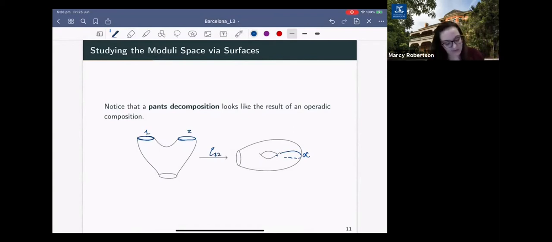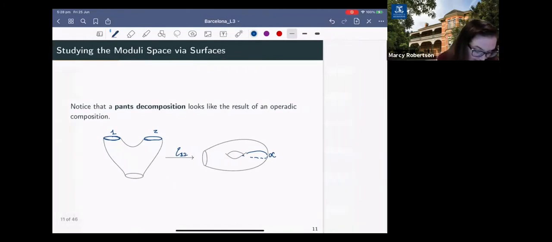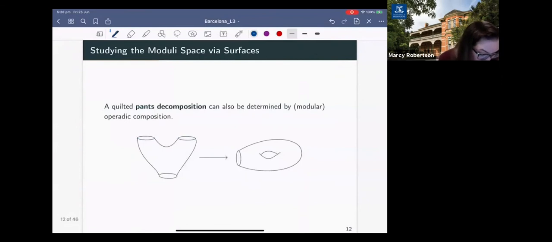Right? Pants decompositions look like they should be operadic composition, and we'll argue that they are. And the same thing with a quilted one. Pants decomposition can also be done if you add a little structure to your generating objects. So if I take a Pants decomposition here, what do I have to give you? I have to give you some points here and here, and I'm not going to draw the seams because this will be a disaster. But if I give you these points, what happens?